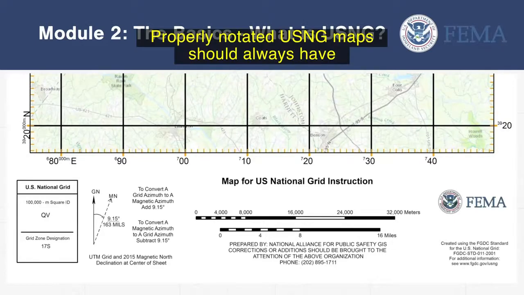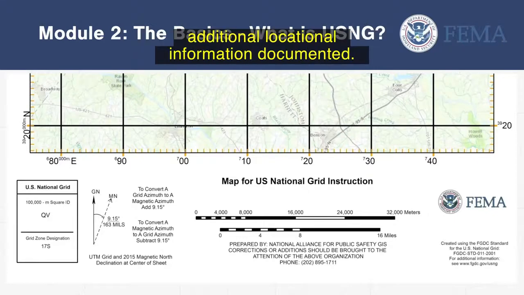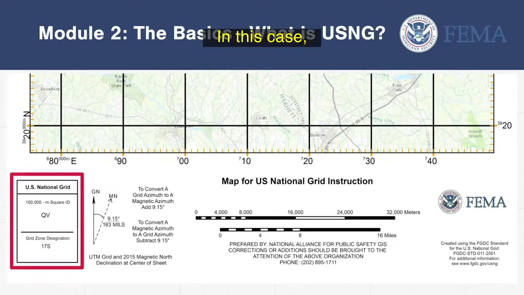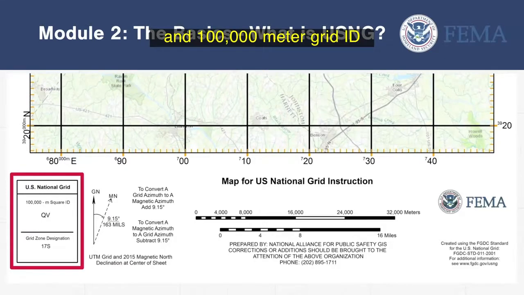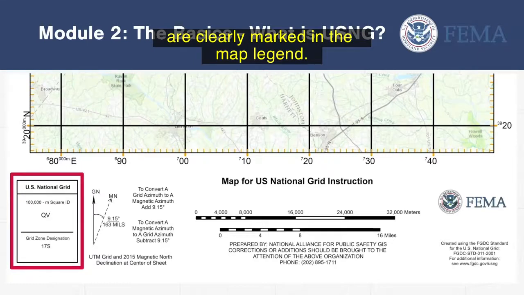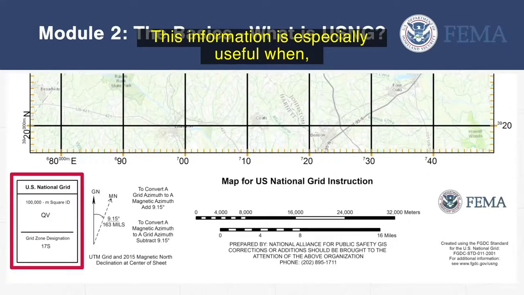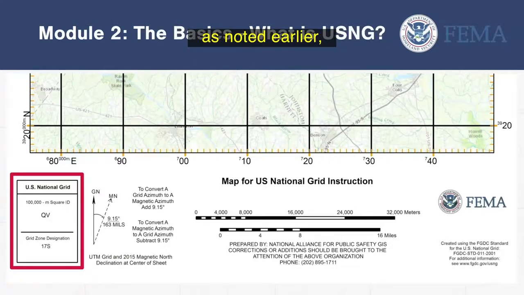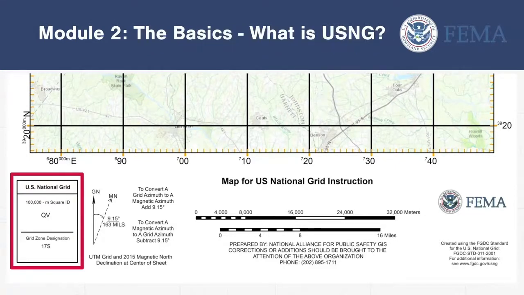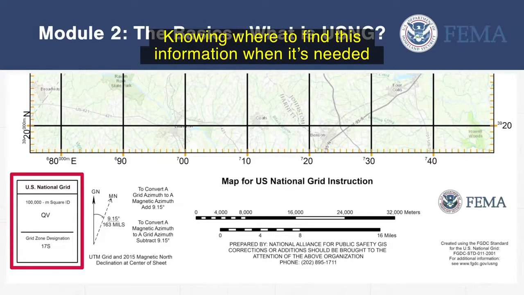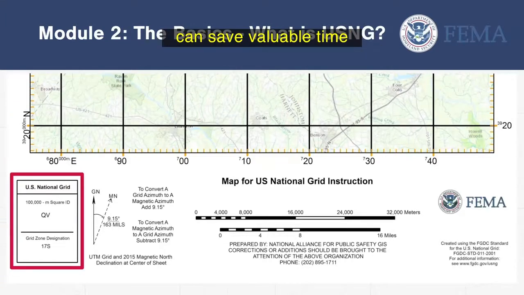Properly notated USNG grid maps should always have additional location information documented. In this case, we can see the grid zone designation and the 100,000 meter grid ID are clearly marked in the map legend. This information is especially useful when, as noted earlier, the GZD information may not be repeated in an operational setting. Knowing where to find this information when it's needed can save valuable time in a response scenario.